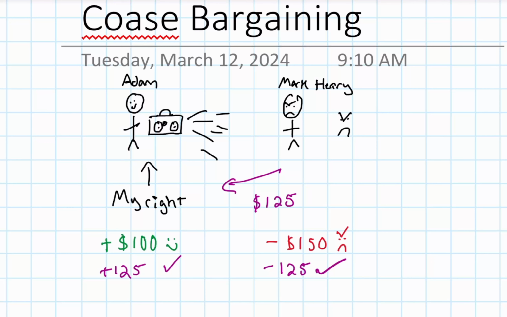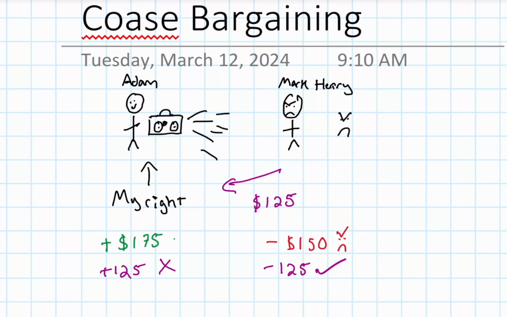Now, let's say instead of $100, mine was actually $175. Could we reach a Coase bargaining solution? The answer is no, because any amount of money that Mark Henry would offer me does not exceed the benefit. So let's say he offers me $125. In this case, I would not do it because I get more benefit from listening to music. So he'd have to offer me more than $175. He'd have to offer me $200. But Mark Henry wouldn't do that because it costs him more than $150. If he paid me $200, it would cost him more to pay the money than to listen to music, because listening to music only costs him $150. So this is Coase bargaining.